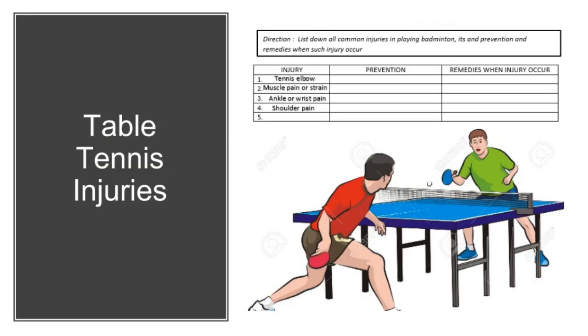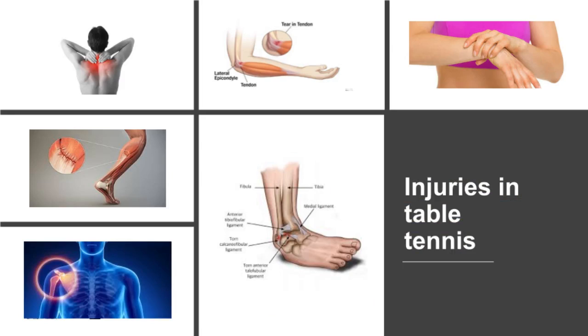Table tennis injuries: tennis elbow, muscle pain or strain, ankle or wrist pain, shoulder pain. In preventing table tennis injuries, the same with badminton or any other sport, always do stretching and gear up to avoid untoward incidents. Always be hydrated and strengthen your body to cope up with the strenuous demand of a particular sport.